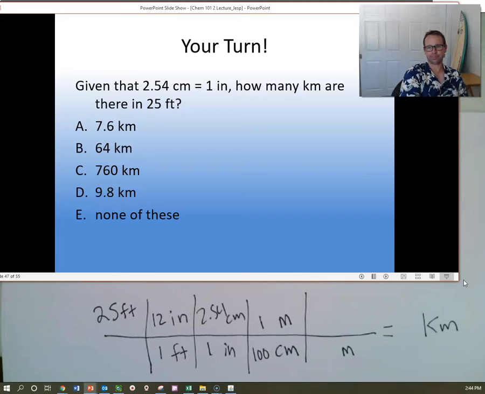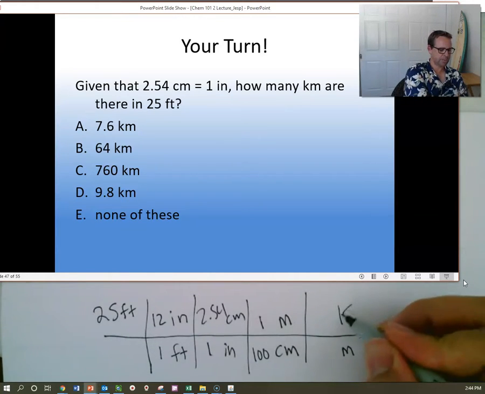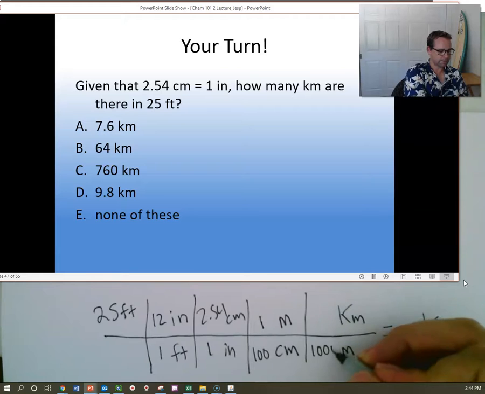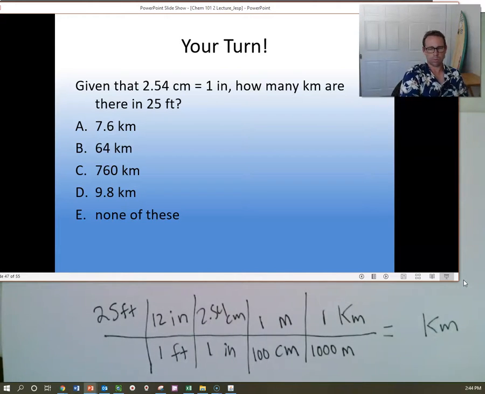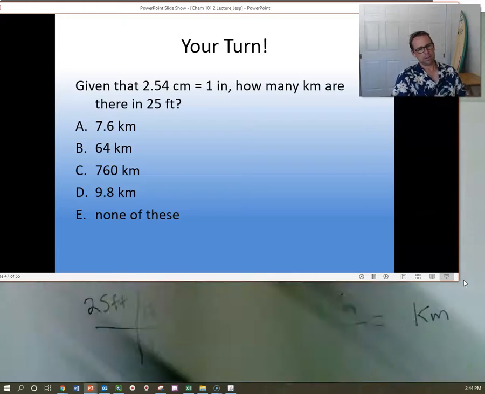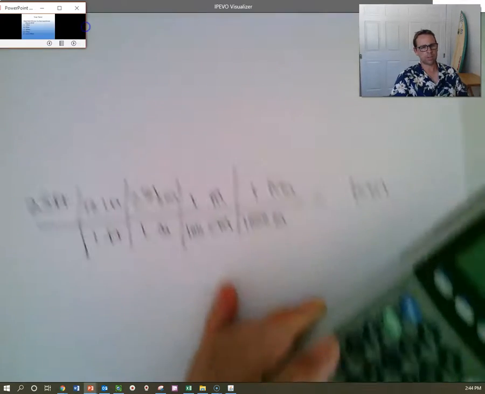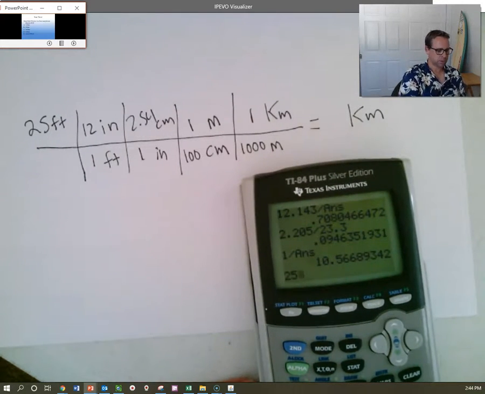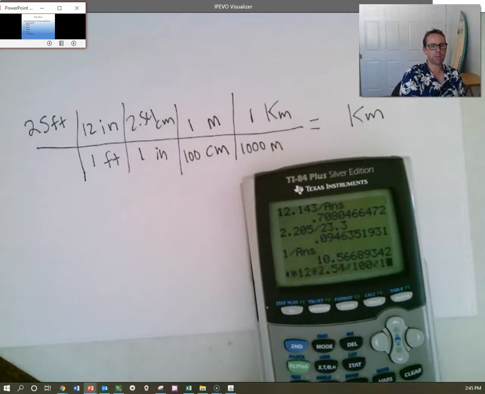Right. So now we can go meters. We'll put kilometers on top, okay, very good. Kilometers and meters. We know kilometers, so 1,000 meters into 1 kilometer. Excellent. And then with our calculator, right.